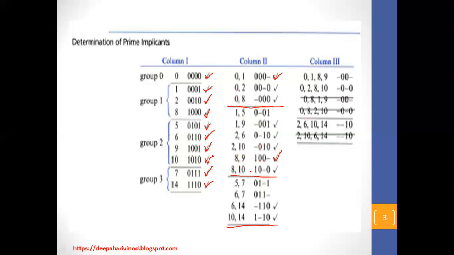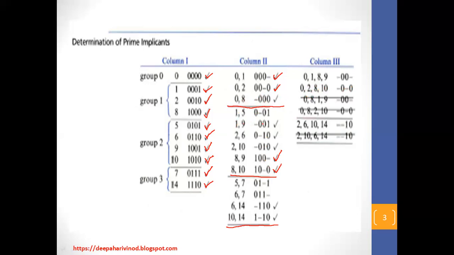And 0, 2 and 8, 10. That is 0, 0, here 1, 0. Third one is dash and fourth one is 0. So only one bit change. So put a tick mark for 0, 2 and 8, 10. After the comparison, write it down over here. 0, 2, 8, 10 are the minterms. Dash 0 will be the answer we get.